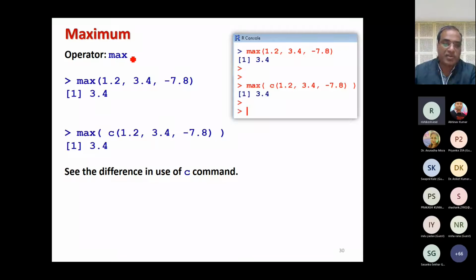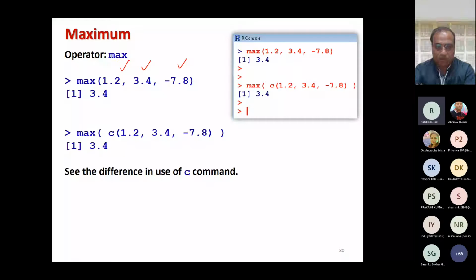Suppose I have three numbers here, 1.2, 3.4, and minus 7.8, and I want to find out their maximum. One option is that you write an entire program for finding the maximum. The second option is that you can use the command max. Max is something where somebody has written the program to find the maximum value, so you are simply executing this program directly.